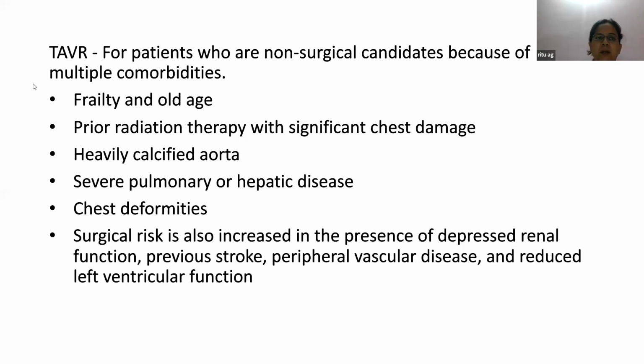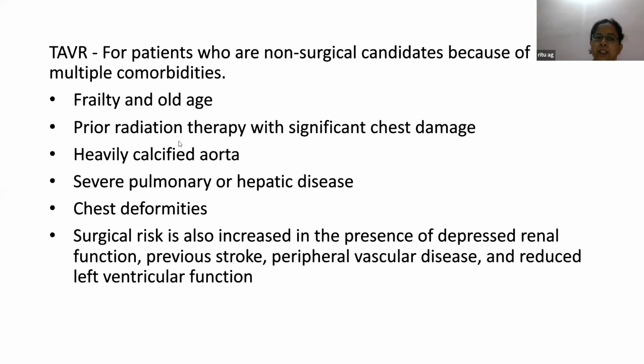So basically, TAVR is transcatheter aortic valve replacement, and this is done for patients who are not candidates for SAVR, which is surgical aortic valve replacement. And why are they not surgical candidates? Because of multiple comorbidities, which include that the patient may be frail and of old age.